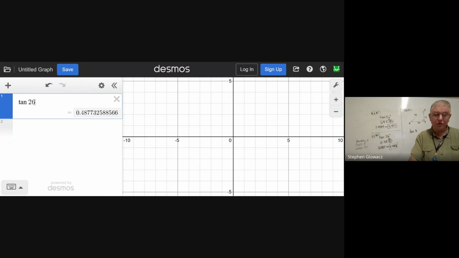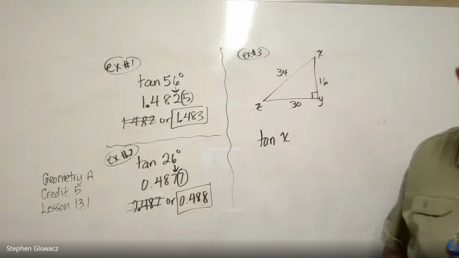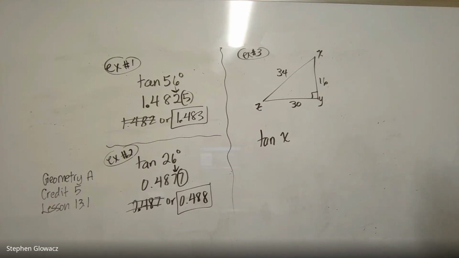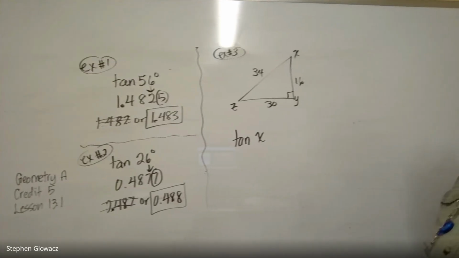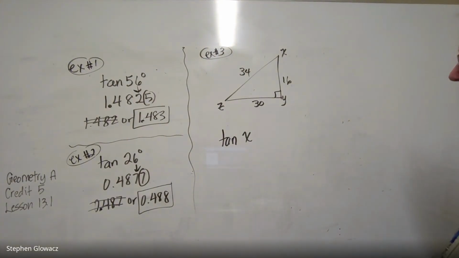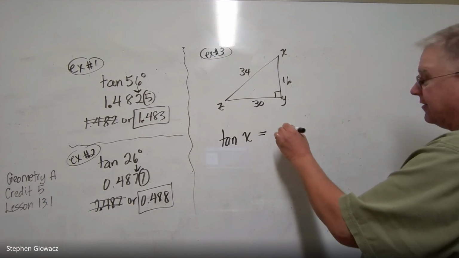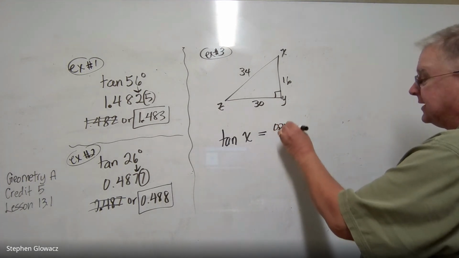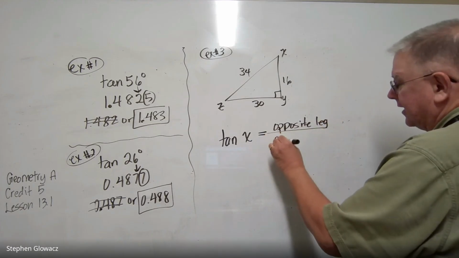Let's go ahead and unshare this right now. And now we're going to take a look at an example for problem number 3. On problem number 3, we want to find the tangent ratio for angle x, tangent of x. All right, let's go ahead and move that over here. So first of all, we need to learn what the tangent ratio is or how we find it. And the tangent ratio is the opposite leg over the adjacent leg.